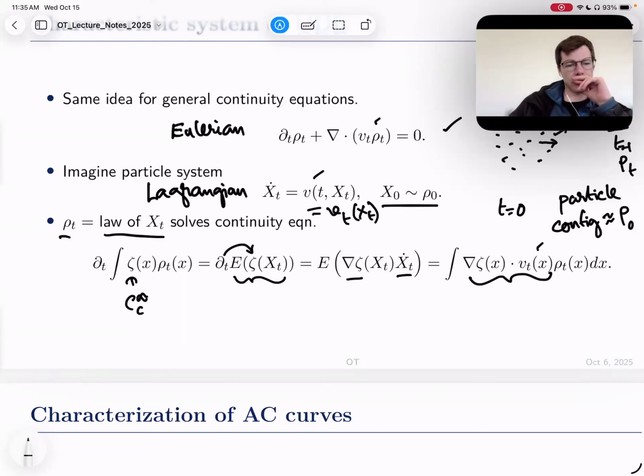What we will see later in this class is that there is no uniqueness in the Lagrangian way. There are infinitely many ways you can come up with particle systems, but they will all give you the same Eulerian continuity equation. You should think of it in some sense like the couplings. I can pick a particle system that suits my purpose.